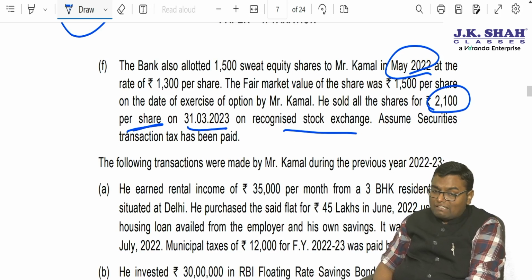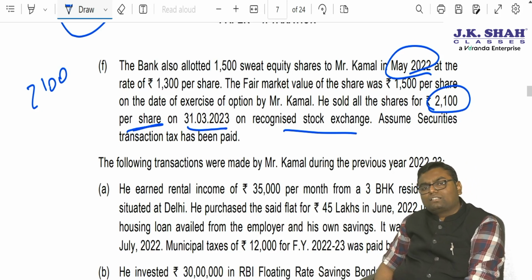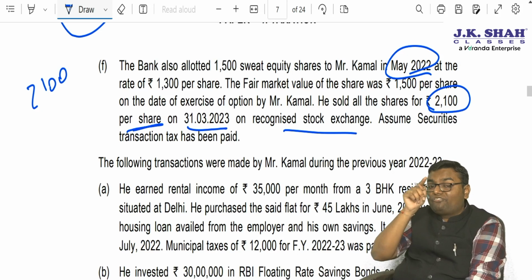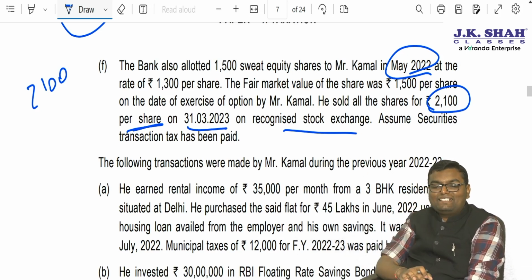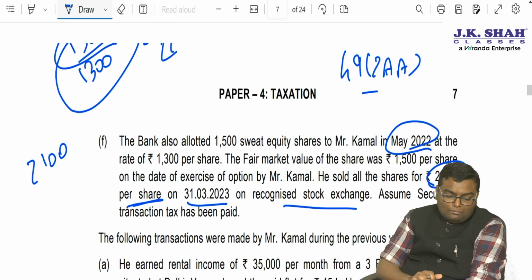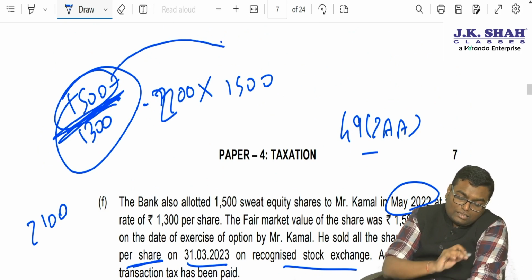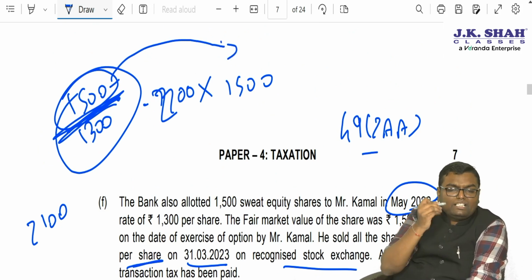Now how to compute this capital gain? He sold for 2100. What was the cost? Can I say if the shares were allotted in ESOP, the cost will be the fair market value which we have considered in the salary chapter. Section 49 clause 2AA, the valuation rule. My journey in the salary stopped at 1500. So the journey to capital gain will start at 1500.